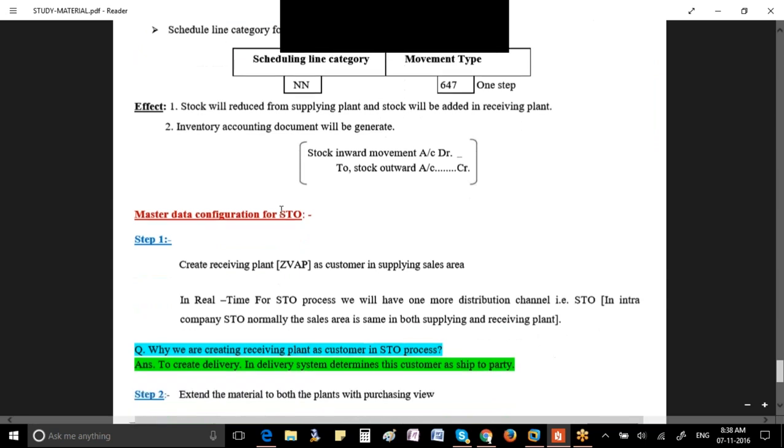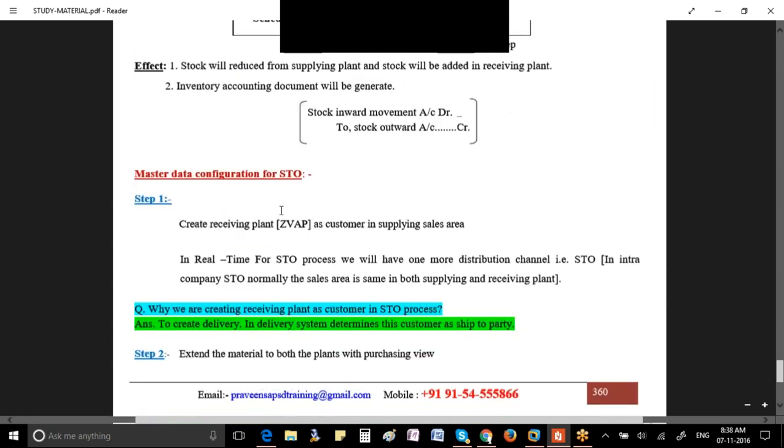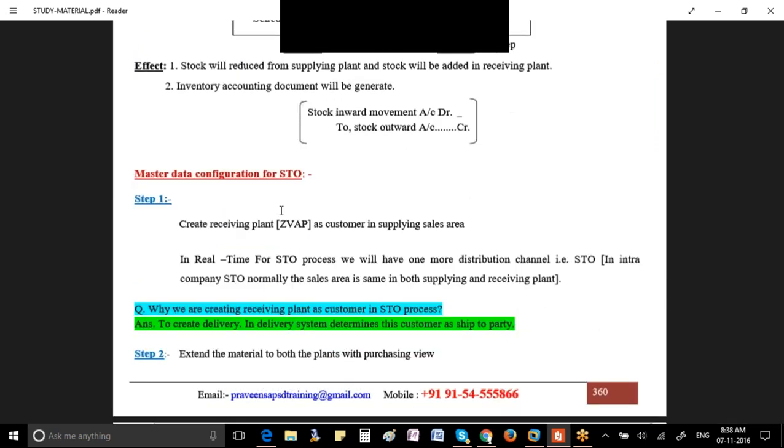Okay, before going to the standard STO configuration, we should do some master data configuration. That is, we should create the receiving plant as a customer in the supplying sales area, and we should assign the supplying sales area to the receiving sales area. A little confusion here, but don't get confused, let me make it clear.